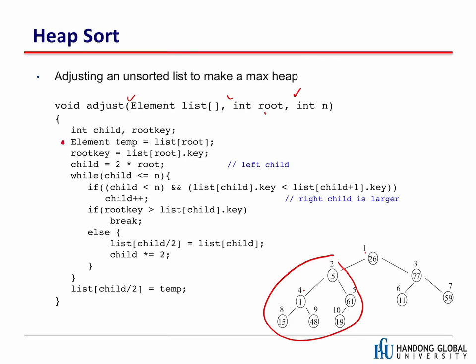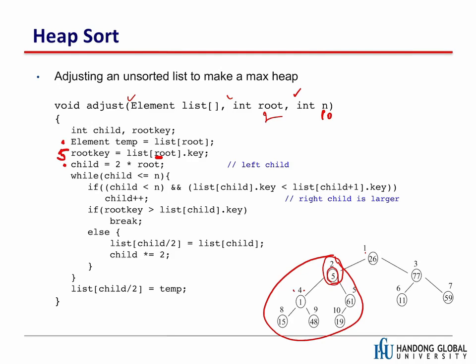And then first, temp will get the root node. Let's say we are interested in this subtree. Then the root is 2, and n is 10. Then temp will have this node. And then the list root dot key will be root key. So root key will be 5.